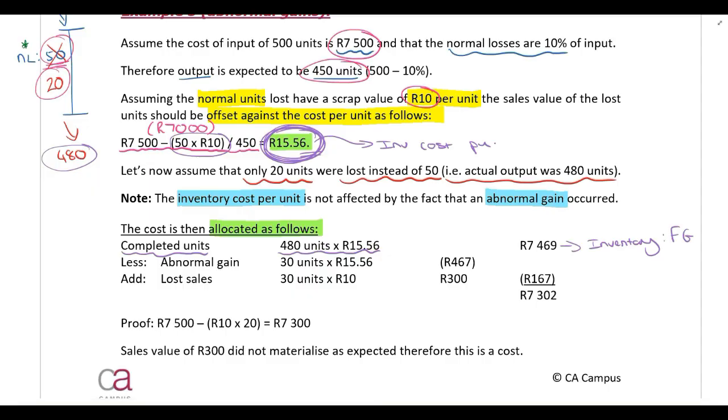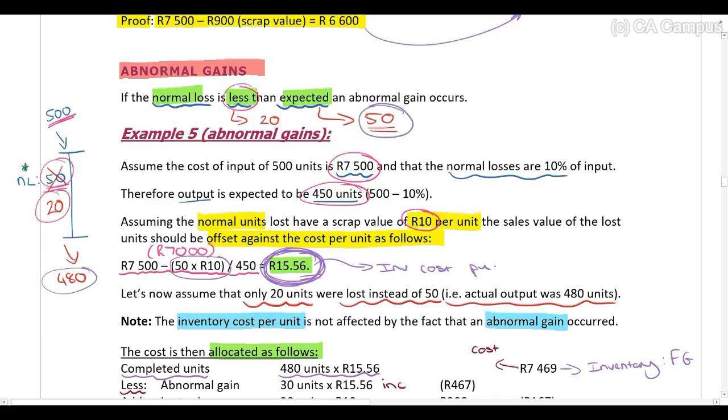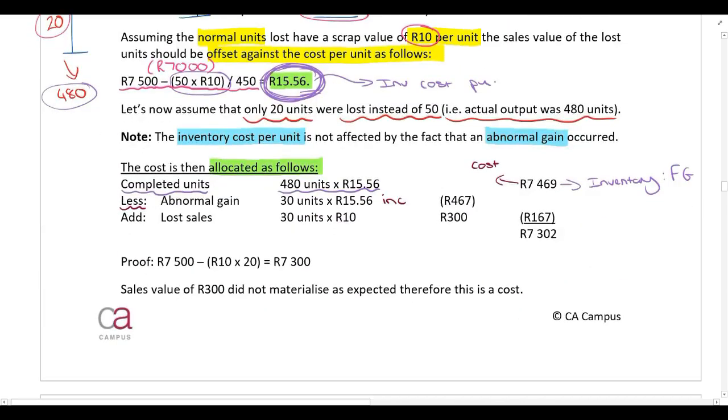Then I take into account the fact that I have an abnormal gain. Why am I subtracting the abnormal gain? Because guys, this is a cost and the abnormal gain is an income. So I'm reducing my cost by the abnormal gain that I receive. How do I work out what that abnormal gain is? Very simple. I expected my normal losses to be 50 units. What was my normal loss? It was actually 20 units. So I have an abnormal gain of 30 units. And very simply, you take those 30 units, you multiply it by your inventory cost per unit. We've got a gain of 467 Rand.